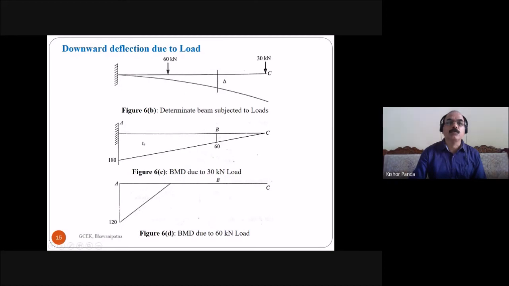These two bending moment diagrams are due to the 30 kilonewton load and the 60 kilonewton load, taken separately. Then, in the conjugate beam method, after plotting the bending moment diagram, you have to plot the M by EI diagram. The M by EI diagram is the loading for the conjugate beam.